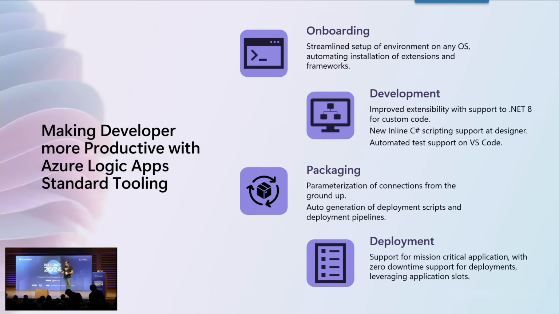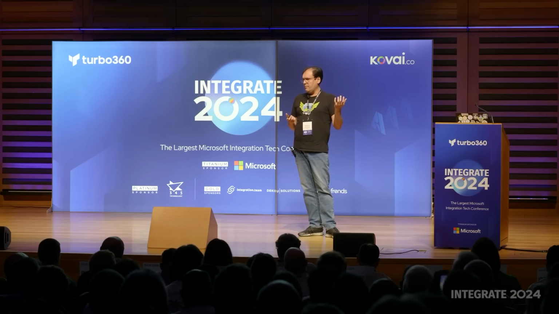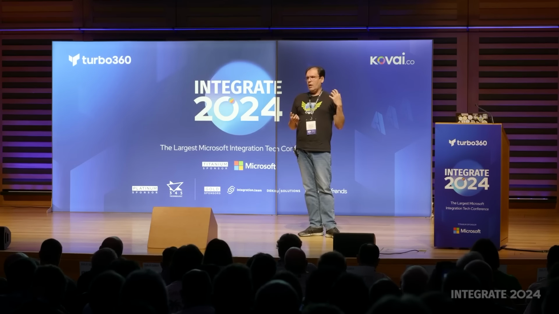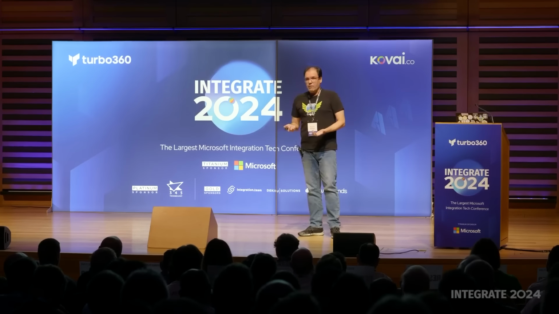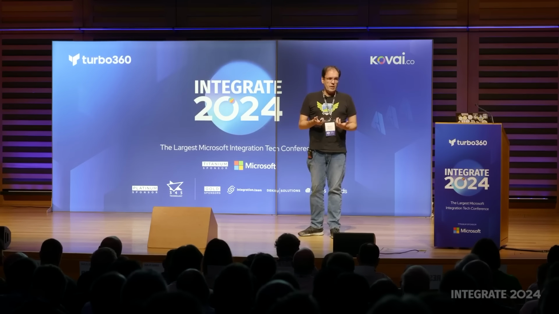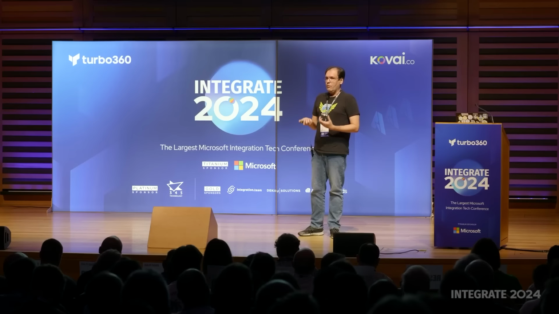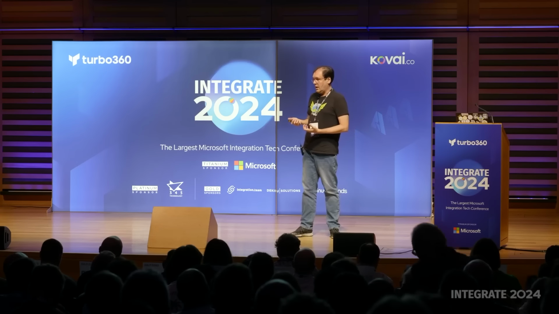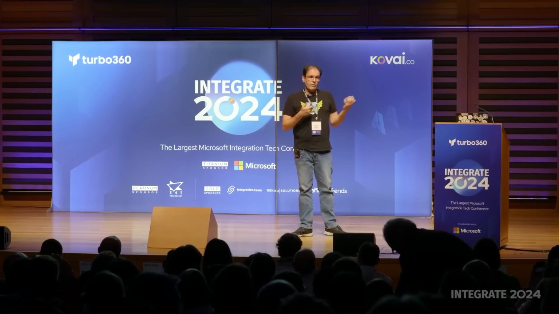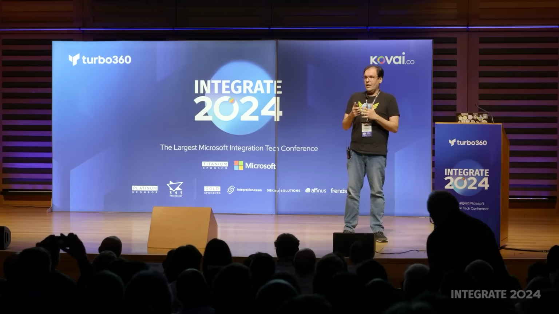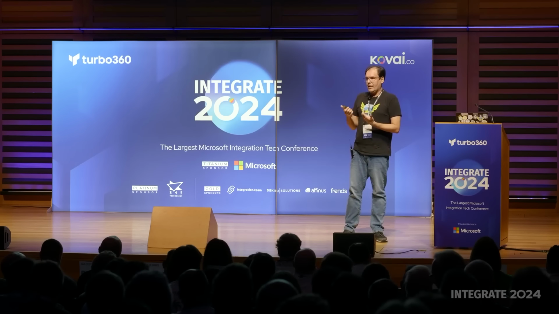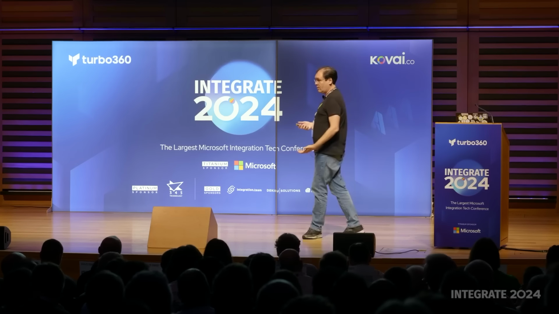When it comes to development, we're making some improvements on the custom code that is GA since Ignite last year. Right? But now we also bring support for .NET 8 on that. And also we have some new scripting technology inside the designer as well, with C# support inside of the inline scripts. And one of the things that Slava teased on his presentation was the whole testing framework. So how we automate testing for Logic Apps. So we're going to be talking about that.